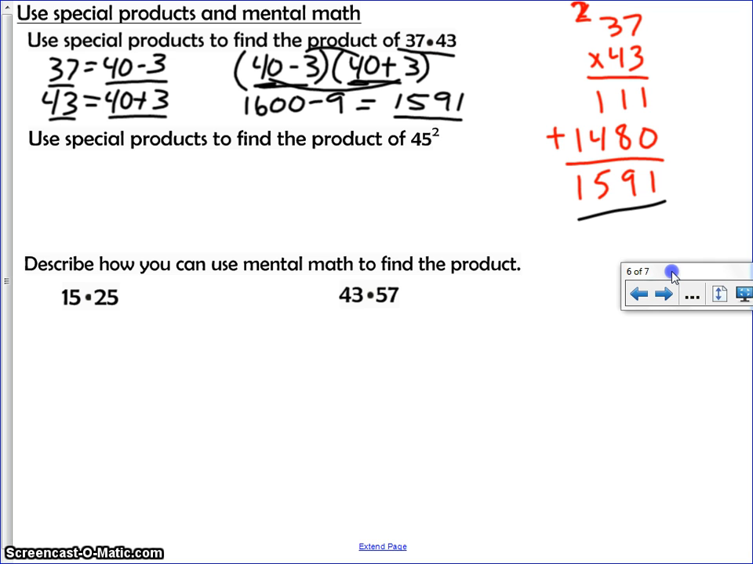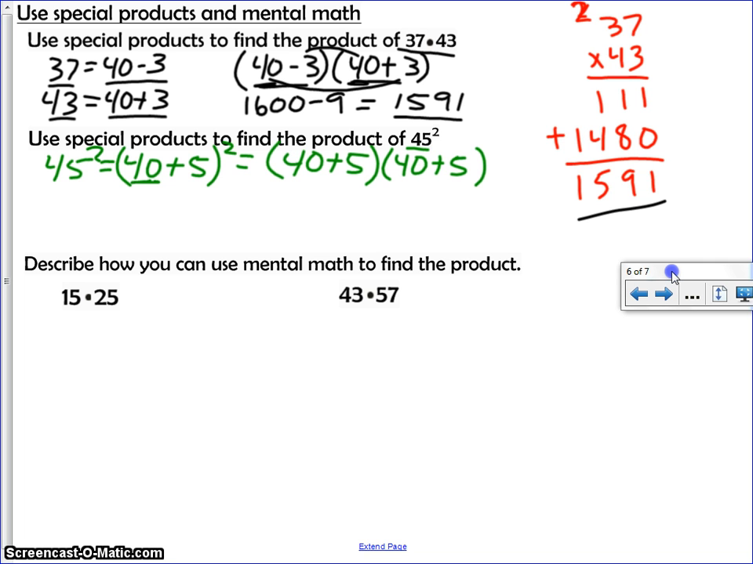Next case, 45 squared. Well, you can do the same general algorithm again if you wanted to. Or think, well, I know 45 is 40 and 5. And I know how to square both of those numbers. So instead of doing 45 squared, I'm going to do 40 plus 5 squared. And you remember, okay, 40 plus 5 squared. So I've got 40 plus 5 twice. So that means first term, square it, and multiply it by itself. 40 times 40 is 1600.